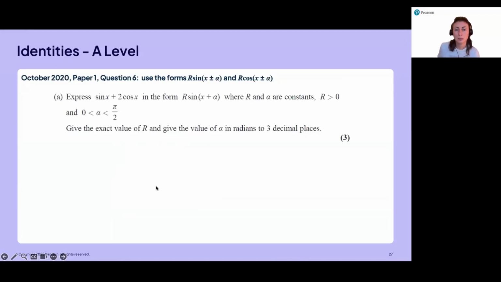So here we've got an example. This is quite standard, I would say. We've got part A, it's 3 marks: express. We've got two terms, one with a sine, one with a cos, and we want to express it in the form R sine. So more often than not, the question will tell you to do this.